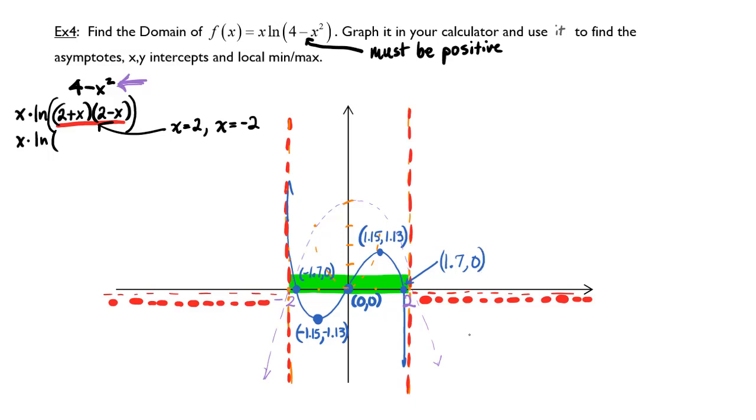So we have found the asymptotes, the x and y intercepts, and the local maxes and mins.